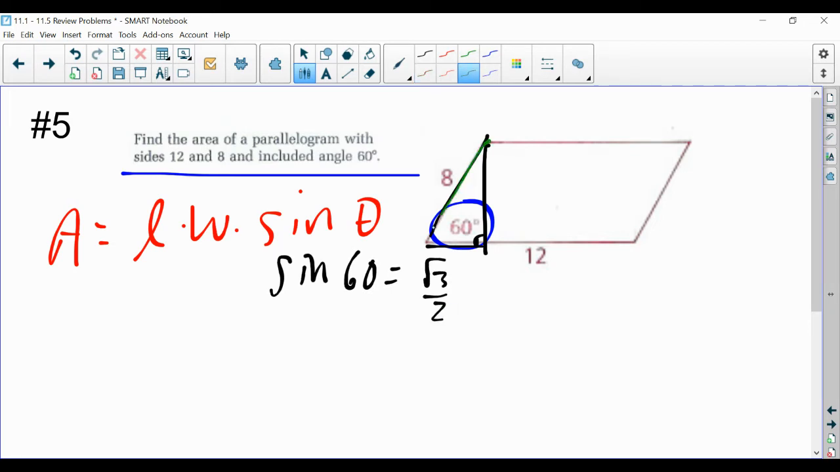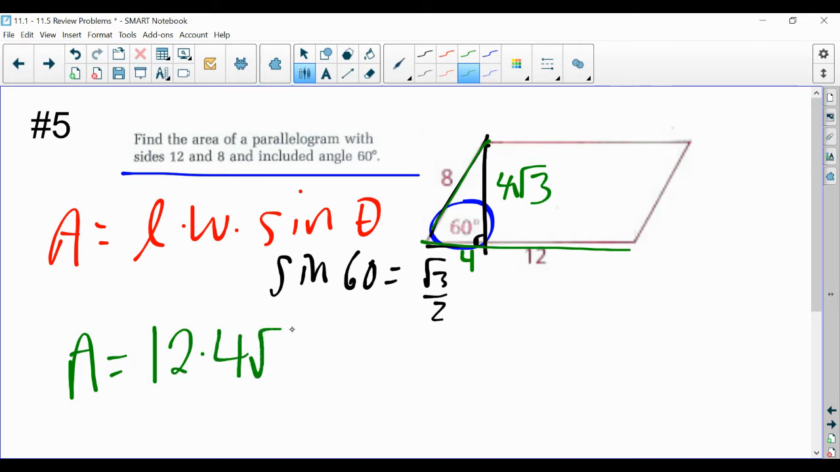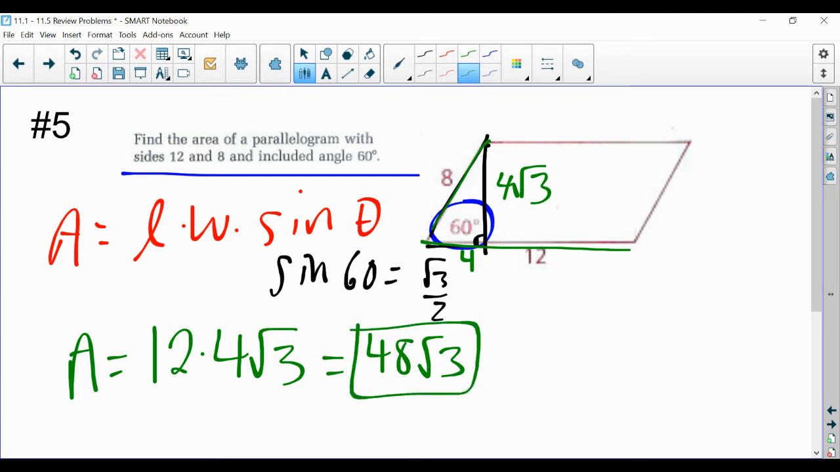Now, if the hypotenuse is 8, the small side is 4, and that means that the height of the parallelogram, if the base is 12, is going to be 4 rad 3. So my area is going to be the base, 12, times the height, 4 rad 3, which gets me 48 times the square root of 3. That's my final answer.